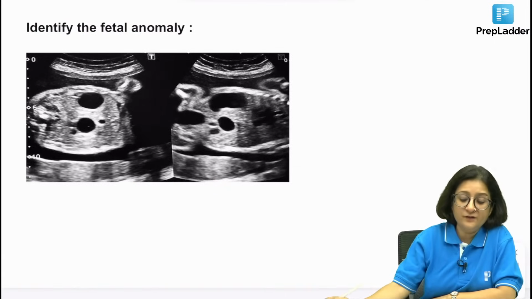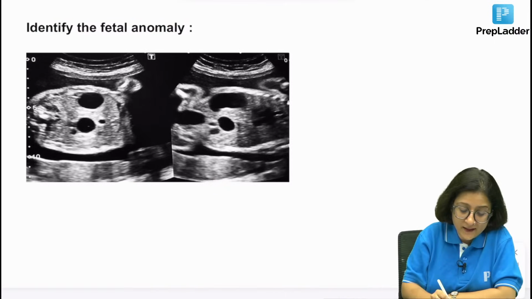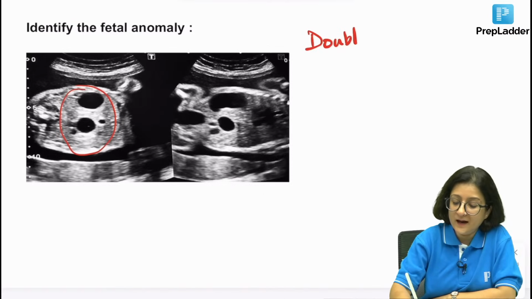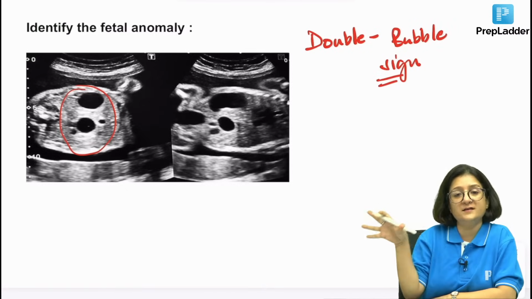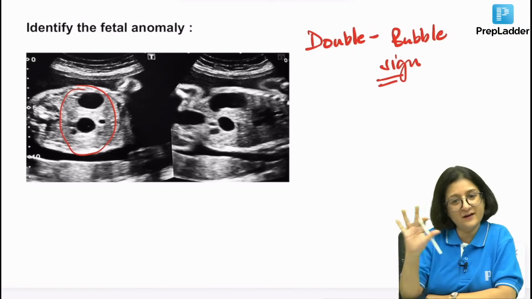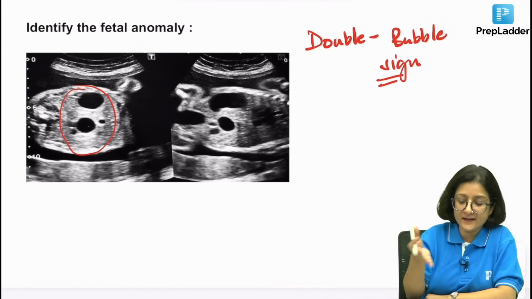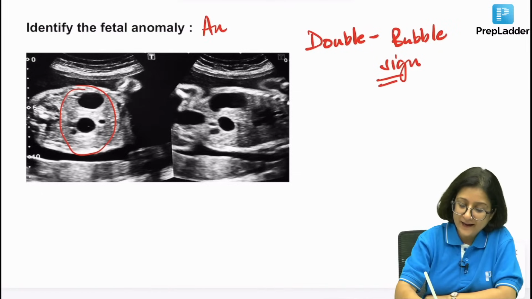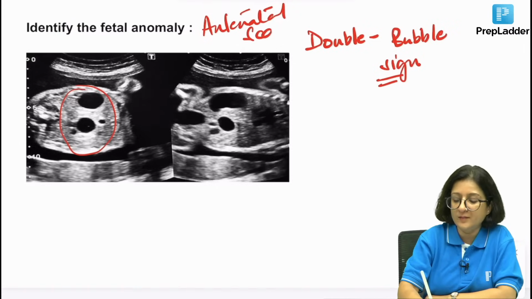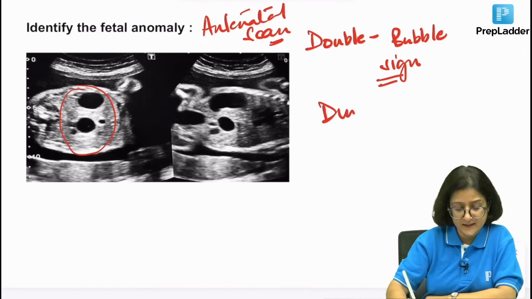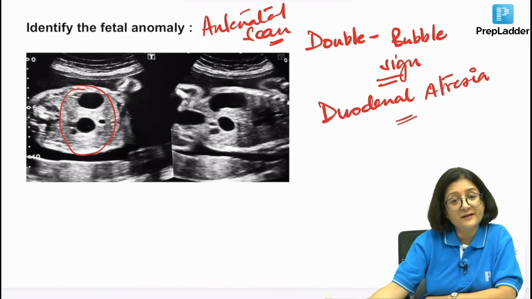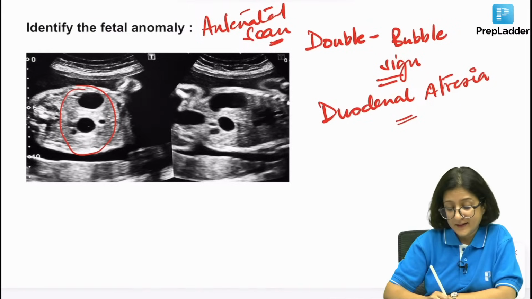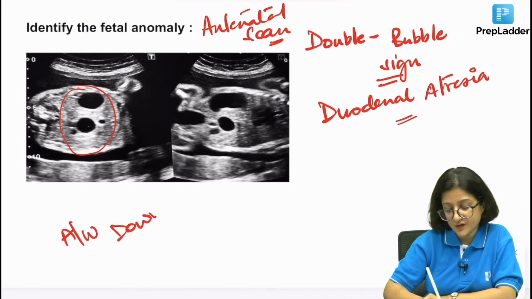Now identify the fetal anomaly here. Now see, this is the abdomen. And this is what we call the double bubble sign, right? The double bubble sign you see on the X-ray of a newborn also. Here also you are seeing this is an antenatal scan, and you can see the double bubble sign. You already know what this is. This is duodenal atresia. From an obstetric perspective, please remember that this is associated with Down syndrome.